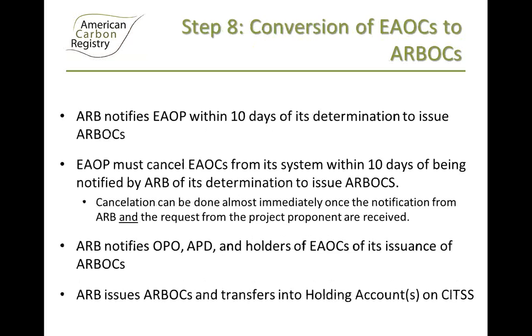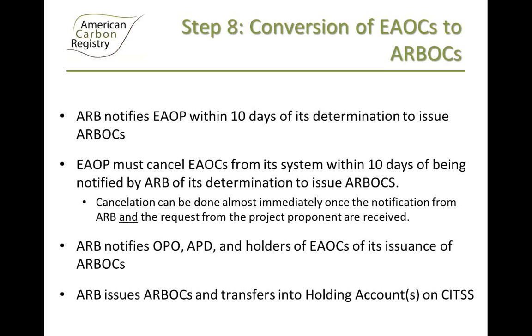Okay, so finally we have the conversion of early action offset credits to RBUCs. As Greg has already covered, there are many steps that must be taken with ARB directly in order to initiate the conversion of early action credits to RBUCs. So just very quickly, the OPR APV provides all the required information to ARB, and if any information is requested from ACR ourselves, we will also require any requested information at that time.